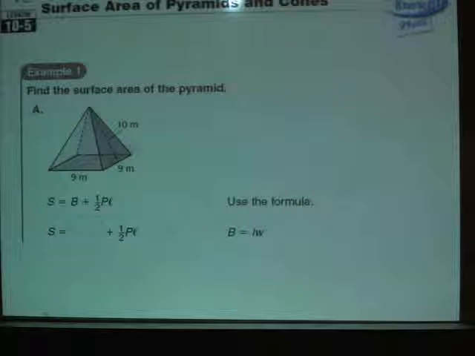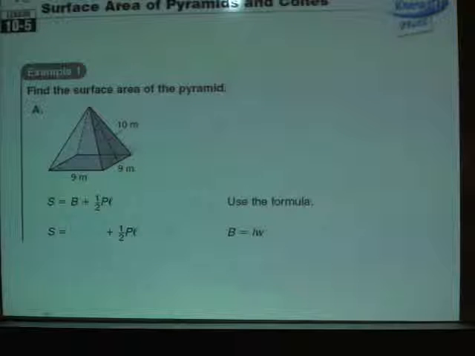All right, so number one here, they're asking me to find the surface area of the pyramid. So the first thing they gave us here was the formula. The formula is not too bad, but there are some different things in there. As you can see, the first thing there is B. B, as you already know, is the base, the area of the base. We found the area of the base many times before in other formulas.